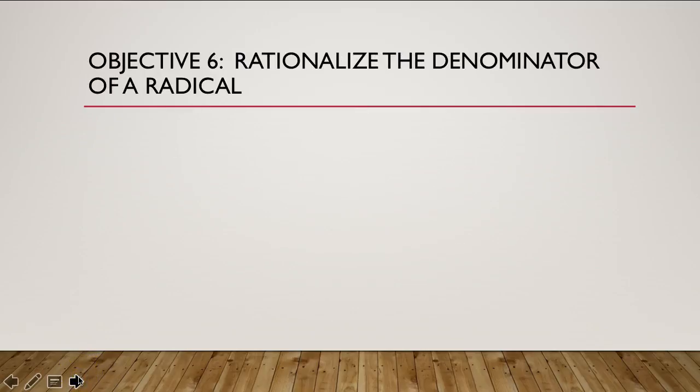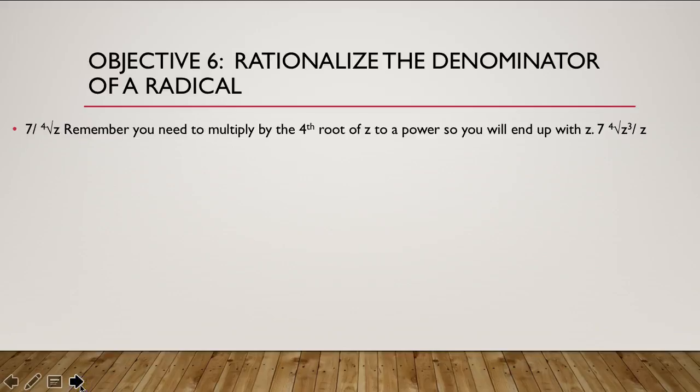Objective 6, rationalize the denominator of a radical. 7 divided by the fourth root of z. Remember, you need to multiply by the fourth root of z to a power so that you will end up with just a plain z in the denominator. In order to do that, you have to multiply by the fourth root of z cubed. Then you will get the fourth root of z to the fourth, which comes out as z. And what you multiply the denominator by, you have to multiply the numerator by, and that's how you get 7 times the fourth root of z cubed over z.